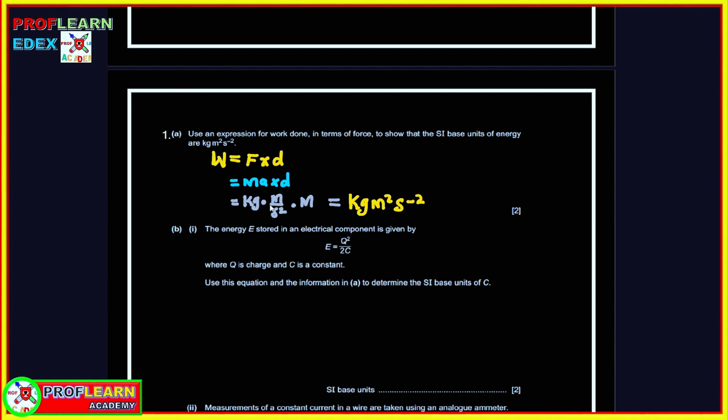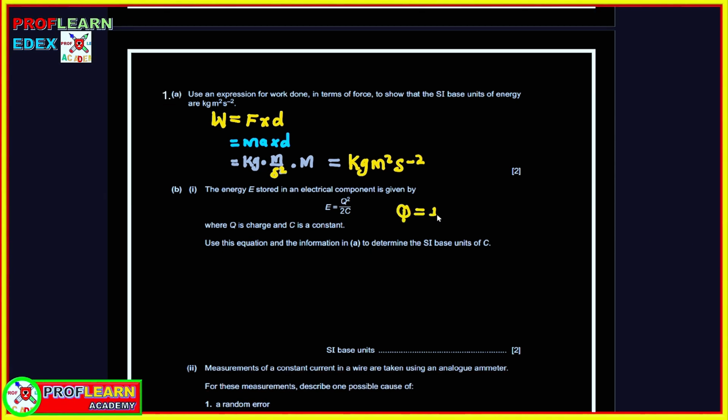So we are going to make C the subject of the formula, and in this case, Q is given and Q is IT, current times time. Let's make C the subject of the formula here, and this 2 does not contribute to the units of C, so we are going to say C is equal to, now Q squared is the same as (IT) squared. At that point you need to remember that the unit for current is ampere and the unit for time is second. So we're going to put that in brackets, and then we're going to square that.